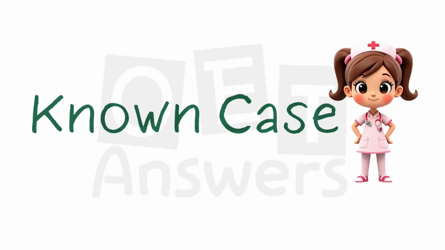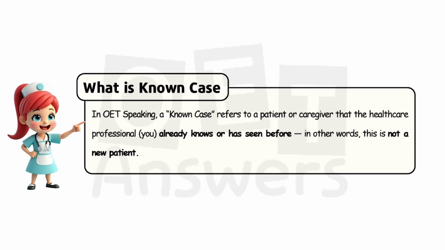Now, we are learning about the known case. A known case means you know the patient very well, or you must have some idea about the patient previously. What is a known case? In OET speaking, a known case refers to a patient or caregiver that the healthcare professional already knows or has seen before. Underline this: already known or has seen before. In other words, this is not a new patient, so it is completely opposite to the unknown case.